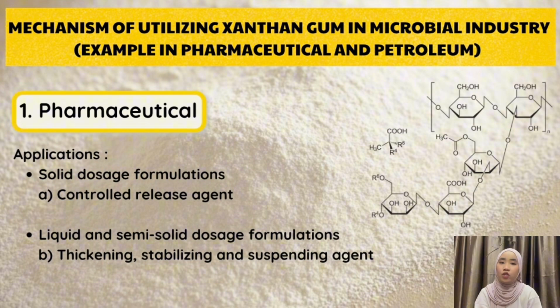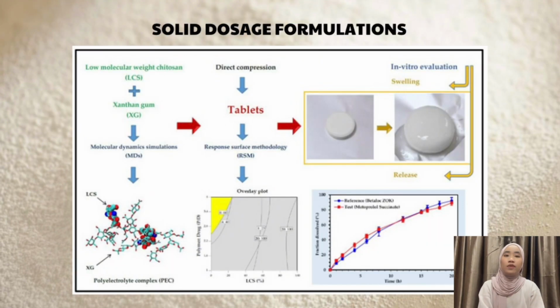It also has been used in a large number of pharmaceutical applications as a suspending agent, an emulsion stabilizer, and a foam enhancer in semi-solid, liquid, and topical formulations. So for the solid dosage formulation, I want to show the development of xanthan gum-chitosan directly compressed tablets for the controlled release of metoprolol succinate, which is a cardiovascular disease medicine. Drug release and computational studies reveal low molecular weight chitosan performs better than high molecular weight chitosan in controlling the release of the drug when directly compressed with the xanthan gum.